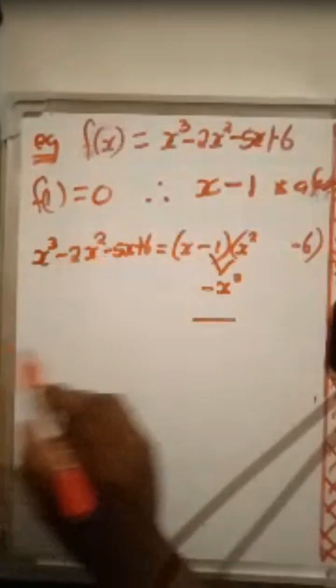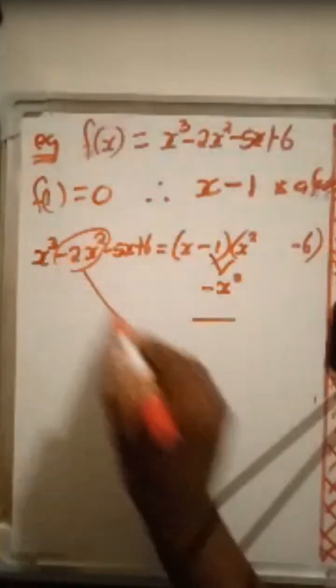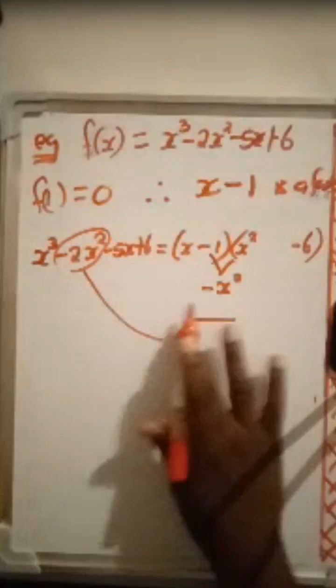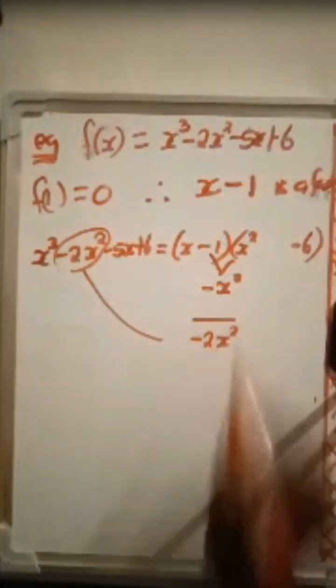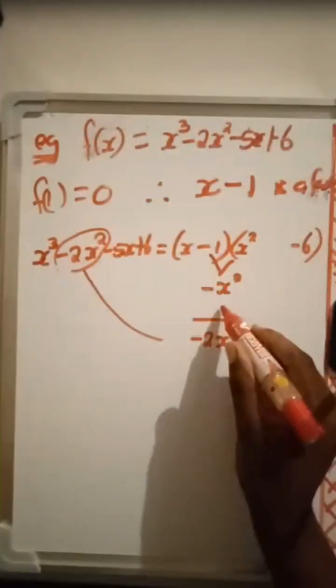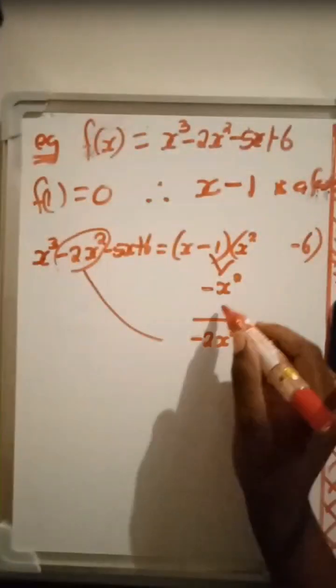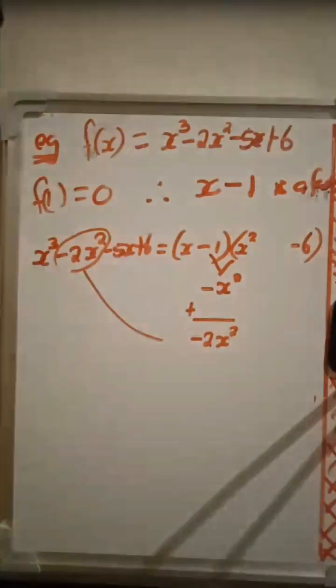Take the term that is actually having negative x squared. That is having x squared there. So you're going to take this one, you bring it down there. That is going to be negative 2x squared. Ask yourself, if you are having this term, to get the next term here, what do you need to do? What do you need to add that side so that you can get this one?